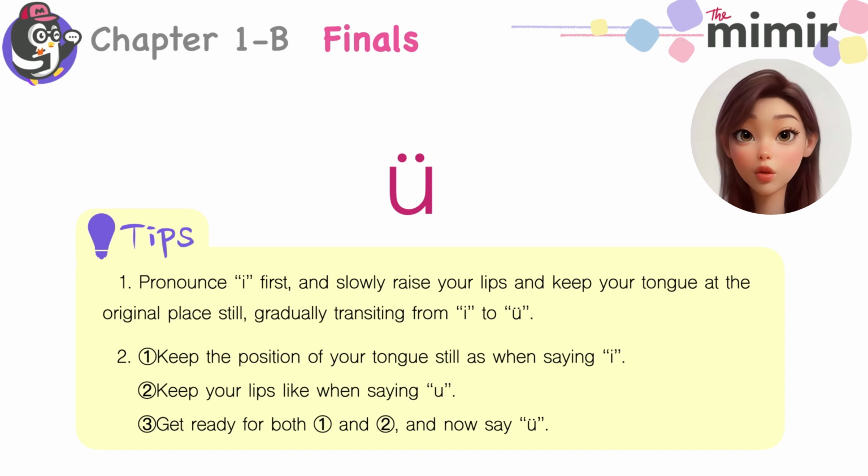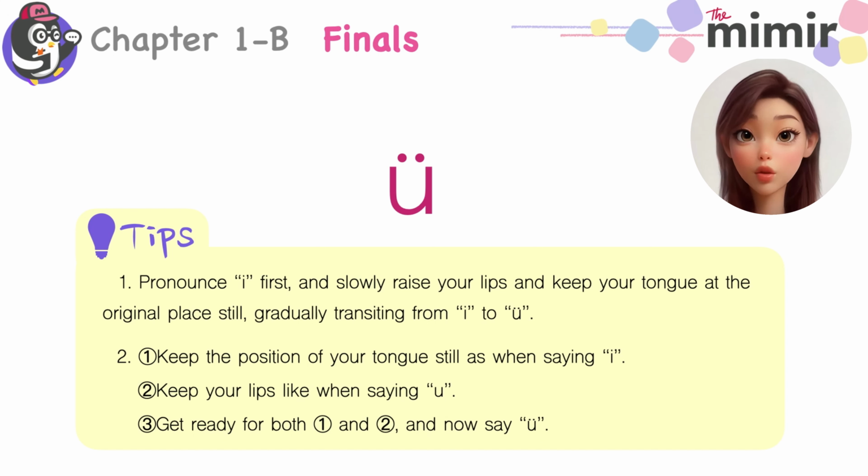This final might be the hardest one out of the 6. The tips to pronounce the ü is try to pronounce e first, and then slowly raise your lips and keep your tongue in the original place. Now, try to gradually transition from e to ü. Pay attention, don't change the position of your tongue.